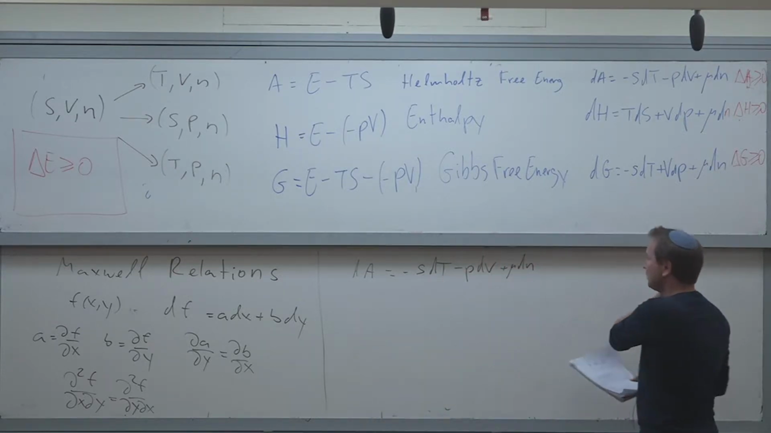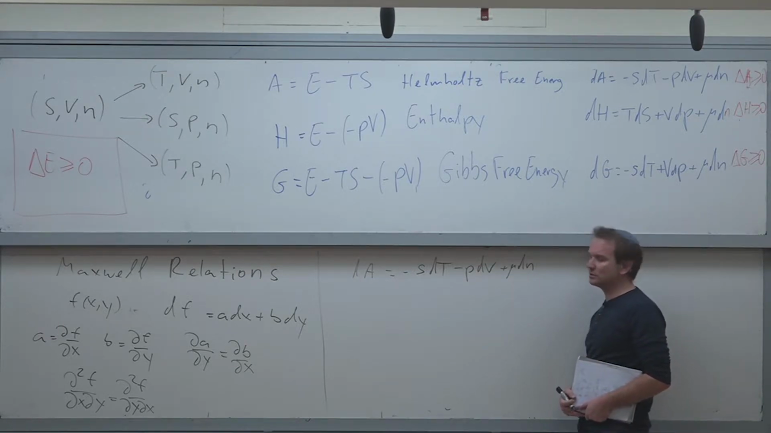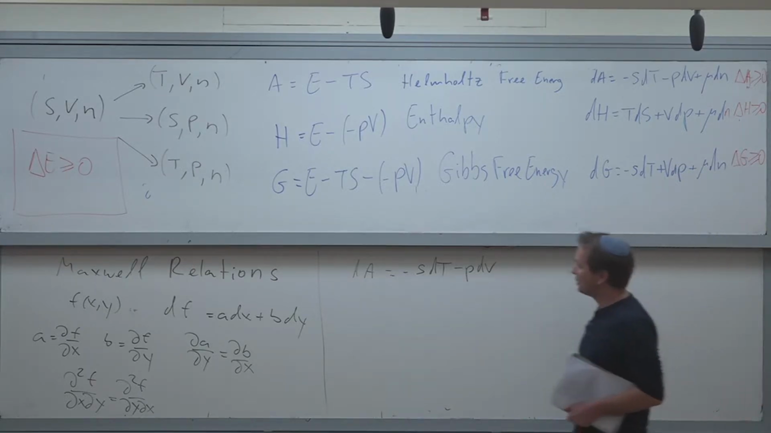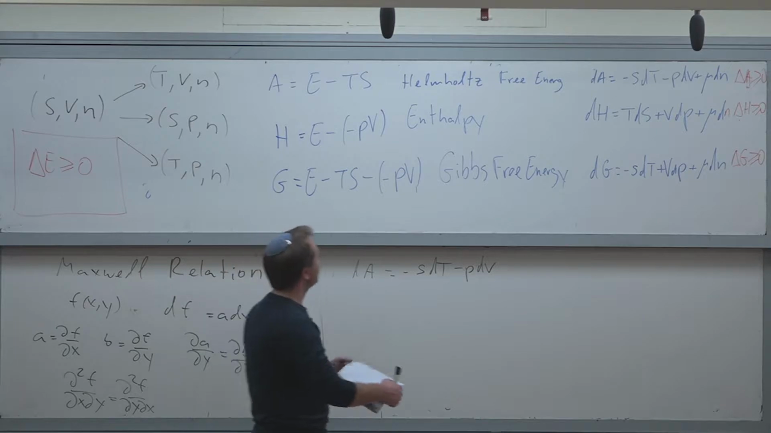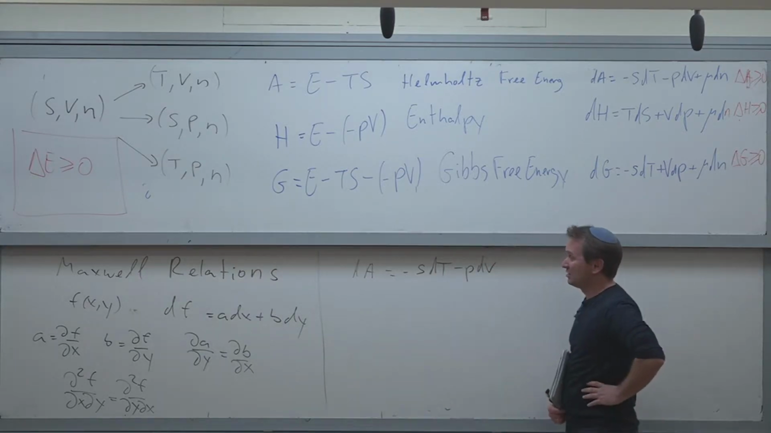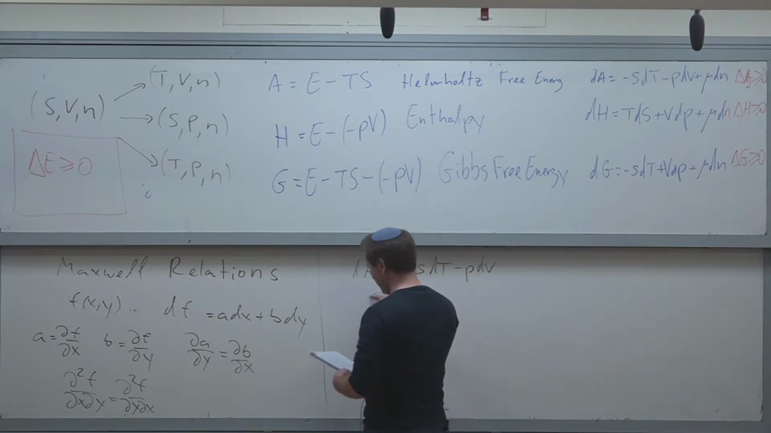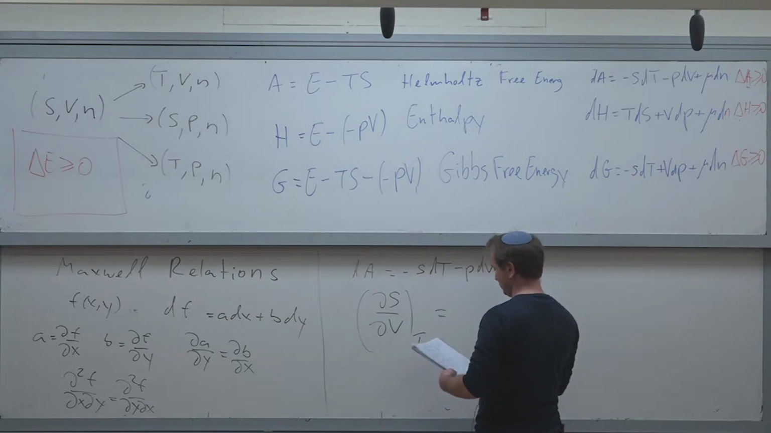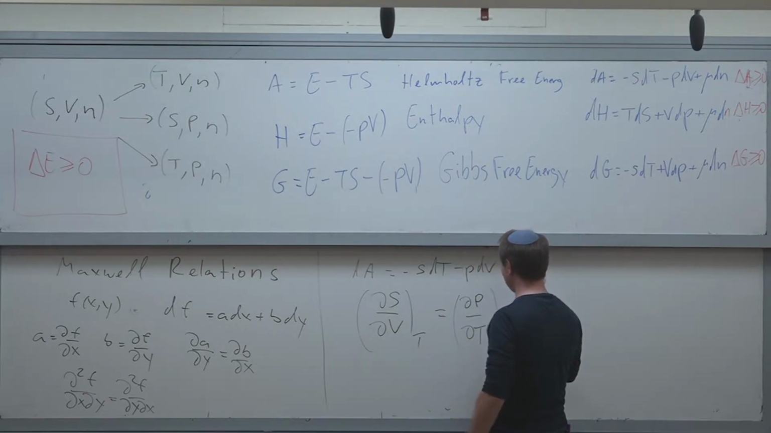Okay. Now let's assume that we do not have any changes in the number of molecules inside the system. So we're getting rid of this part. According to this theorem, we are assuming that Helmholtz free energy is a continuous function. So we can use this theorem and basically say the following, that dS/dV, while keeping what constant? T, equals dP/dT, while keeping what constant? V.